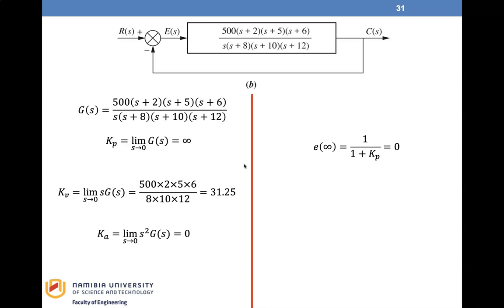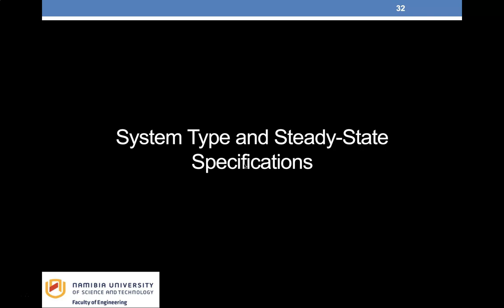We have a finite steady state error for the ramp input and an infinite steady state error for the parabolic input. We are still focusing our attention on the unity negative feedback system. And now we will explain system types and the steady state specifications. We have shown that the static error constant depends on our G(s), especially on the number of pure integrators in the forward path.